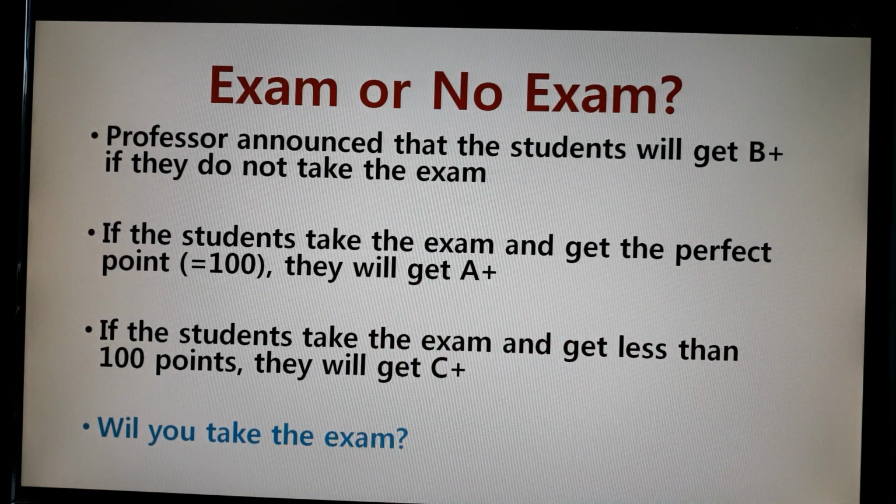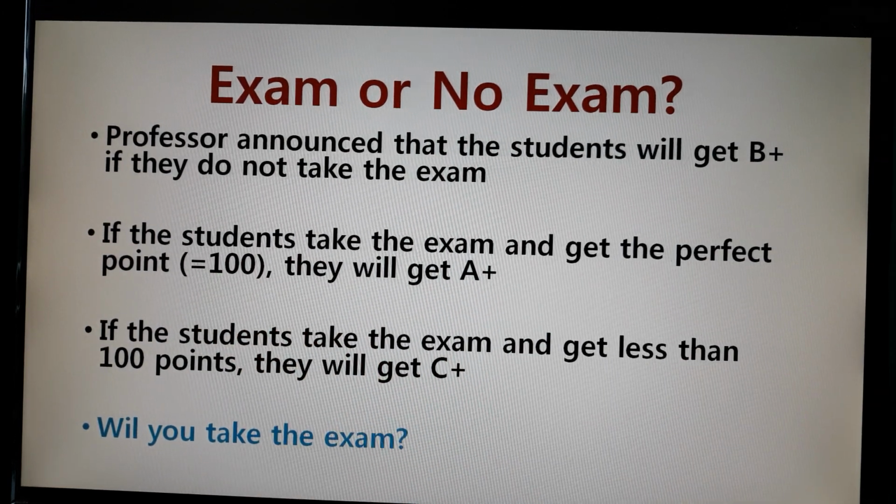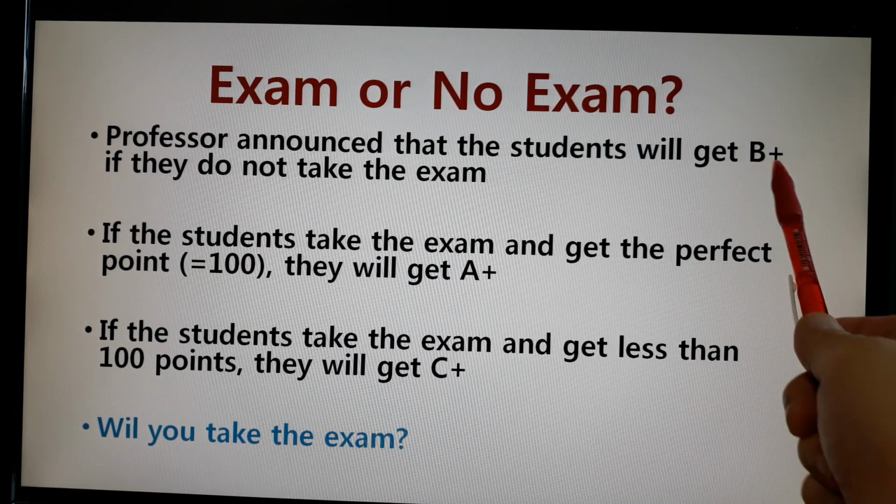But if you do the homework in this class, or the exam in another class, and you get the perfect 100 points, you will get A plus. However, what's the catch? If you don't get 100 points, like 99, 98 or less, I'm not going to give you A plus, of course. I'm not going to give you A0. I'm not going to give you A minus. I'm not going to give you B plus, B0, B minus. I'm going to give you C plus. So if you participate in this assignment or exam evaluation process, you are going to get either A plus or C plus. If you just give up, you get B plus.